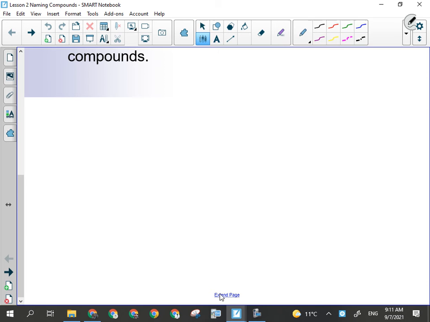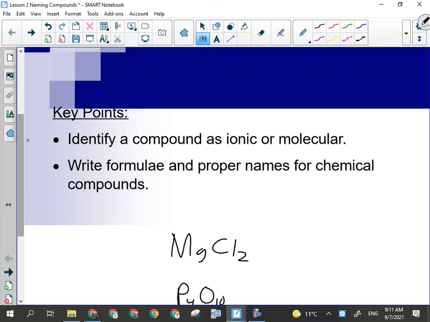So this, ionic or molecular? It's ionic. Magnesium is a metal, chlorine is a nonmetal, whereas this would be molecular. Phosphorus and oxygen are both nonmetals. And I will get you periodic tables today so that you have them to work from. And then obviously be able to write formulae and proper names for chemical compounds.